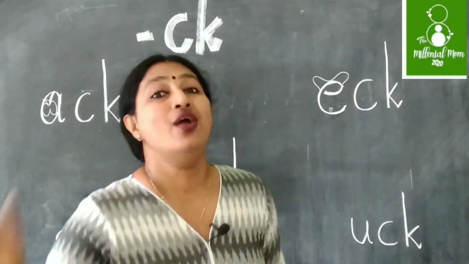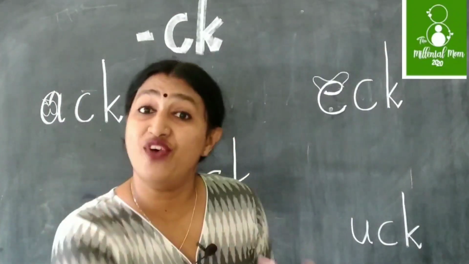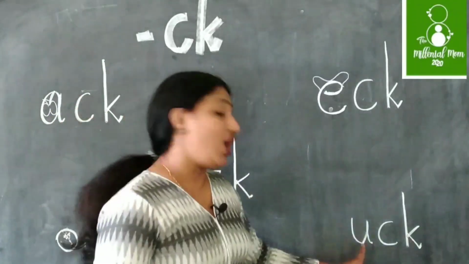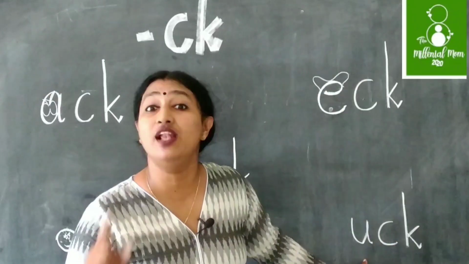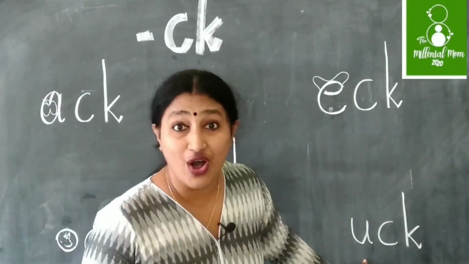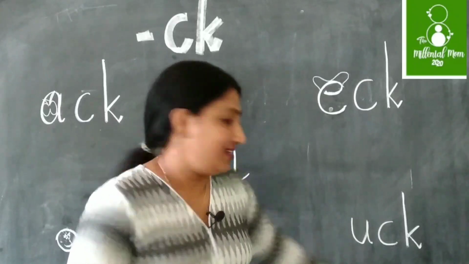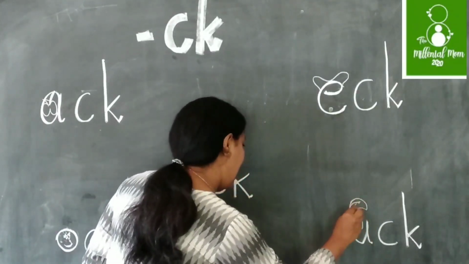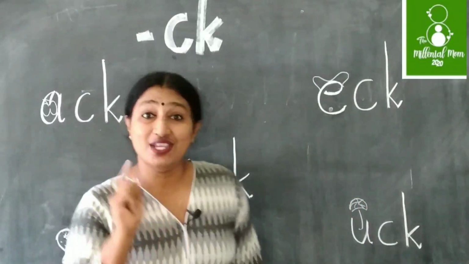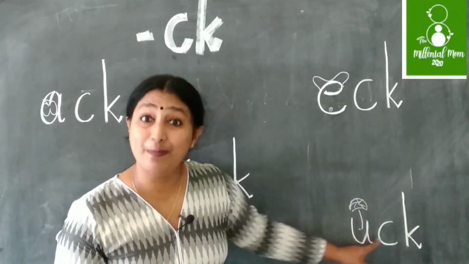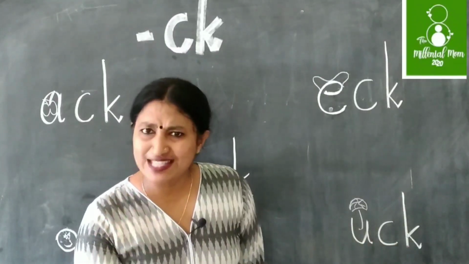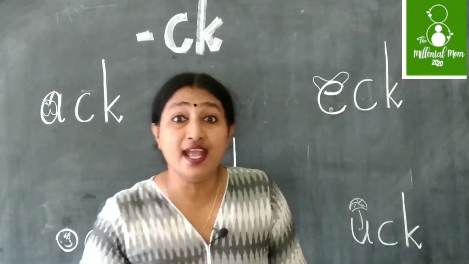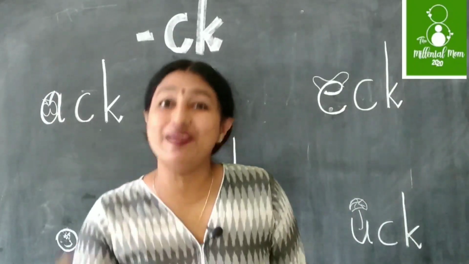And now the last one, UCK. Now we know the rule. When you find a vowel before CK, the vowel will take the short sound. So U before CK will always be U for umbrella, the short sound. I am going to draw an umbrella so that you remember that U before the CK will always be uk. It is never going to be yuk. It is always going to be uk.